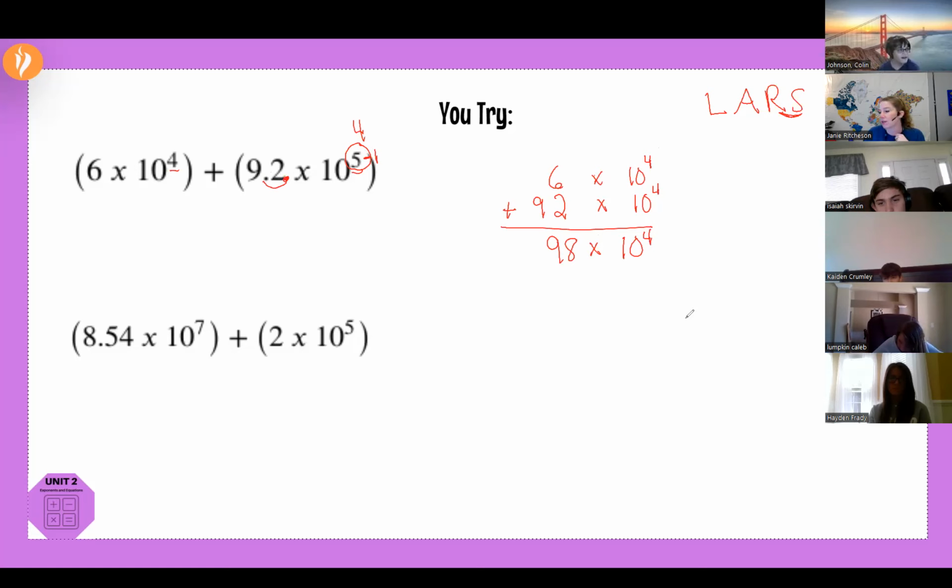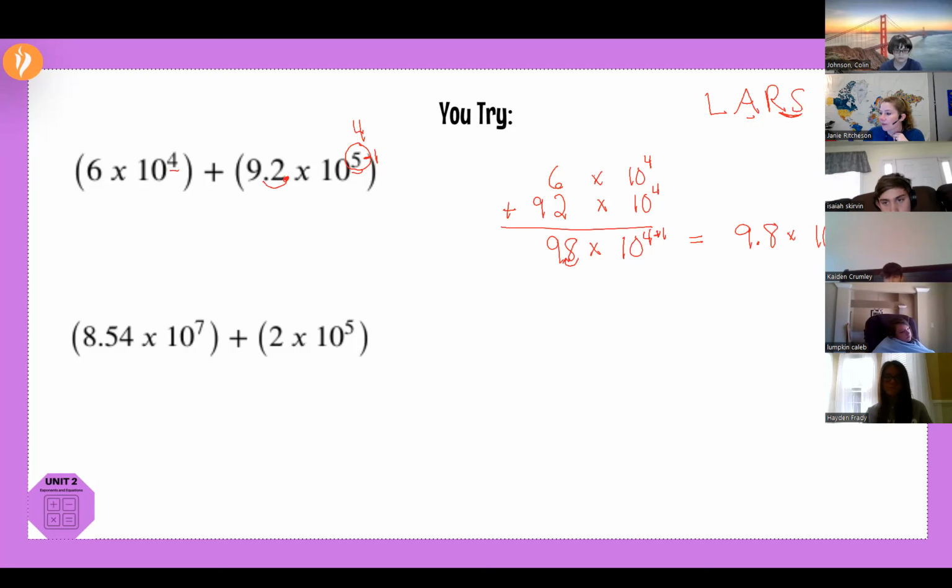What's wrong with that answer? There's 2 of them in front of the decimal. So now we've got to move our decimal to the left to get the decimal in the right spot. And since we're moving it left, we're going to add 1 to our exponent. And our answer is 10 to the 5th.